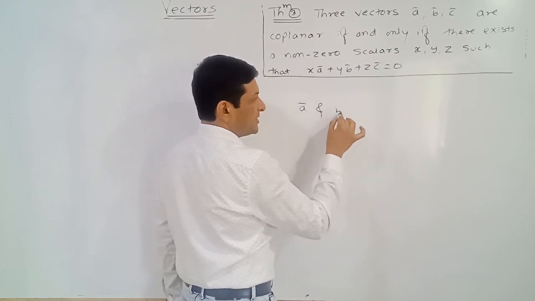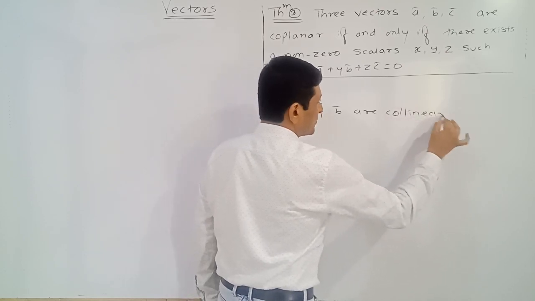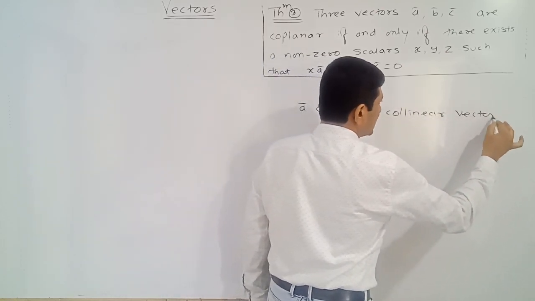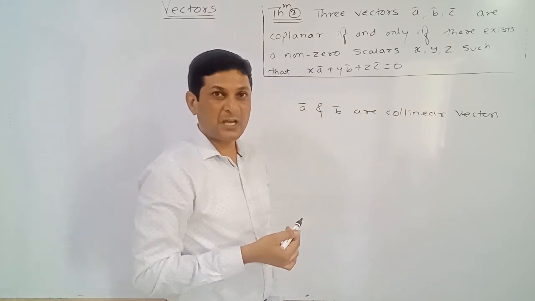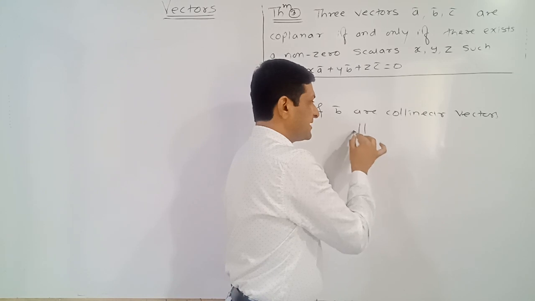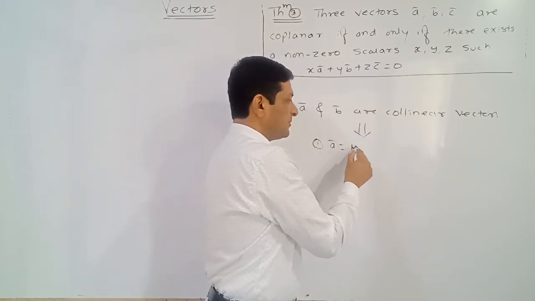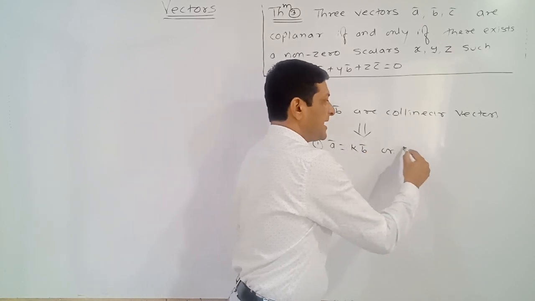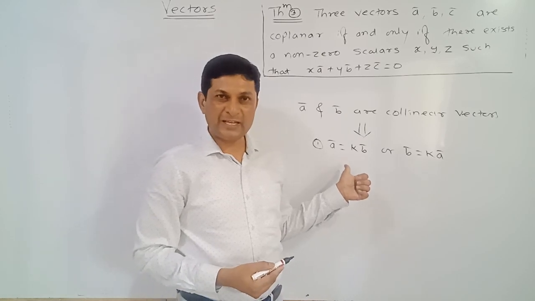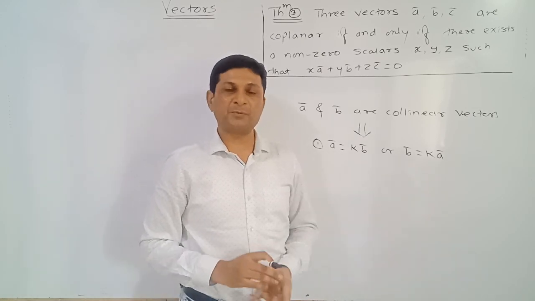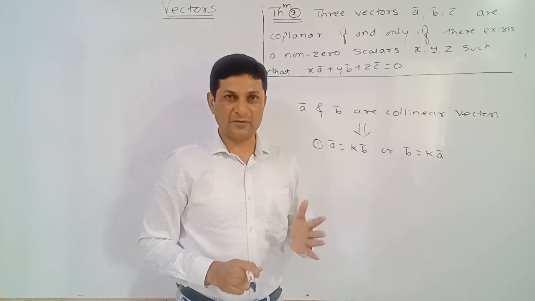A bar and B bar are collinear vectors. When can we say that these two vectors are collinear? If they satisfy one condition. What is that condition? Either A bar is expressed as a scalar multiple of B bar, or B bar is expressed as a scalar multiple of A bar. At that time we can say that A bar and B bar are collinear vectors.